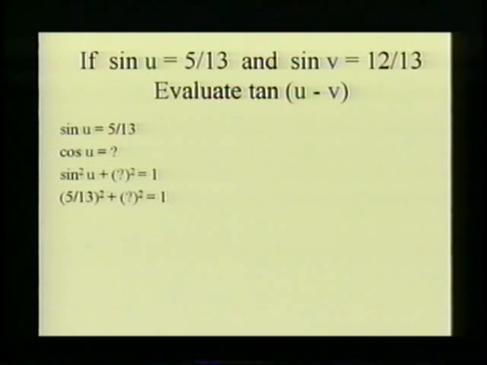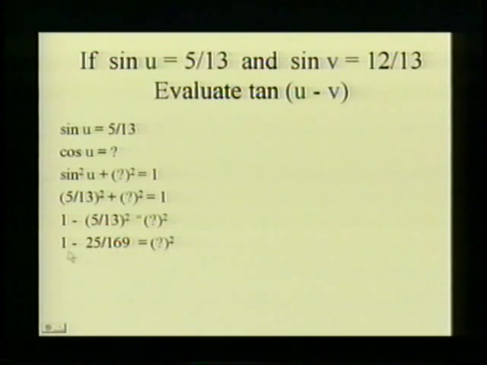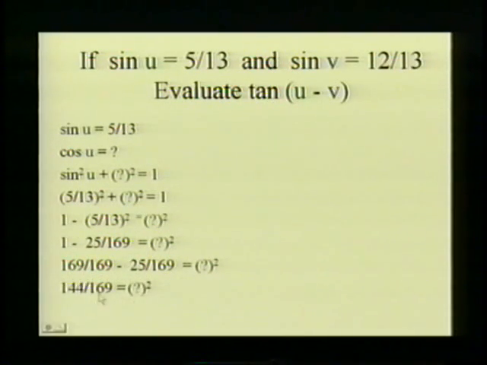Let's put in our 5/13, which we do know. Now I'm going to subtract 5/13 squared from both sides of that equation. 5/13 squared is 25/169. Now how am I going to subtract 25/169 from 1? I'll change 1 into 169/169. Now I can do the subtraction, and I get 144/169.